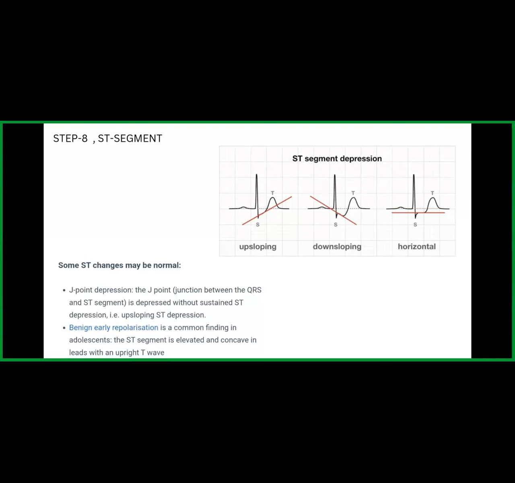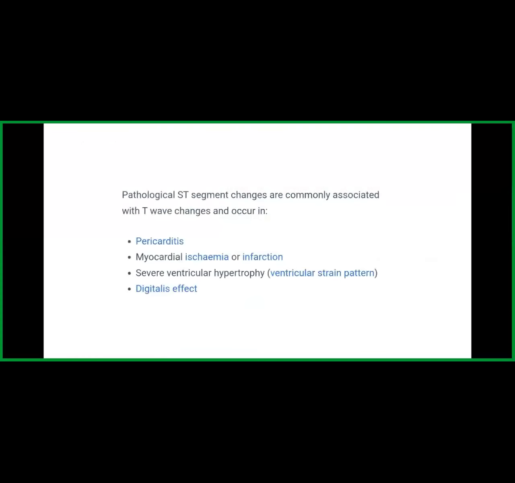When there is benign early repolarization, which is a common finding in adolescents, ST segment is elevated and is concave in lead with an upright T wave. That pattern, which is suggestive of early repolarization, I have not shown in this image. Here we can see how upsloping, downsloping, or a horizontal ST segment depression is seen, which is abnormal. We should remember that these ST segment changes pathologically are seen with T wave changes, and they occur in myocarditis, pericarditis, ventricular strain pattern, and digitalis effect.